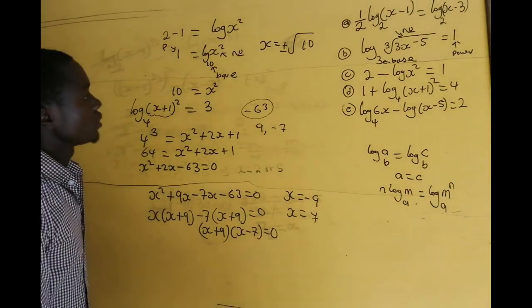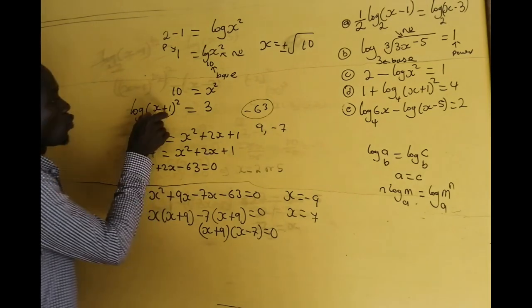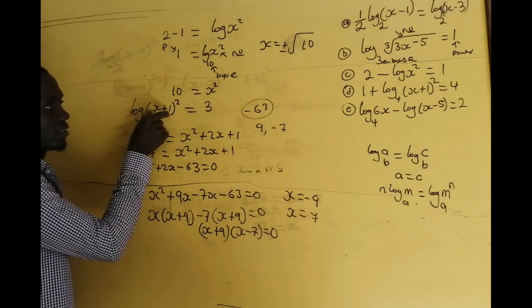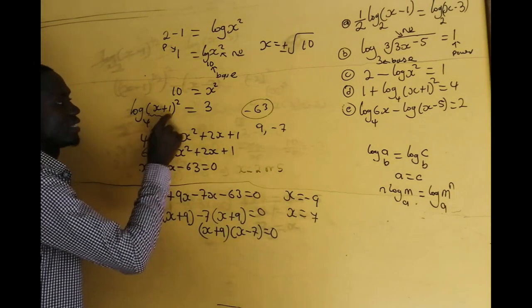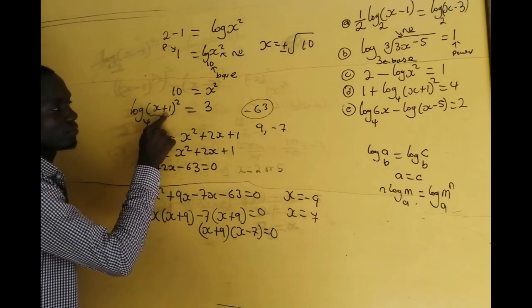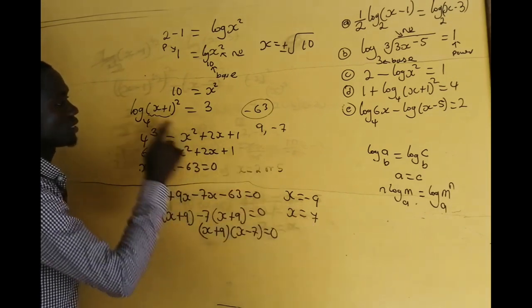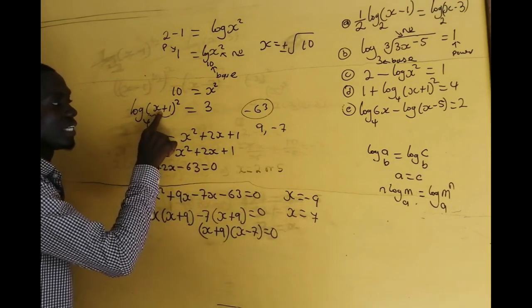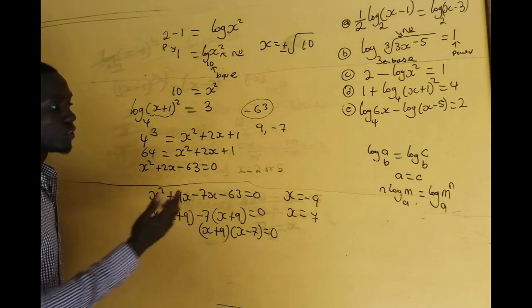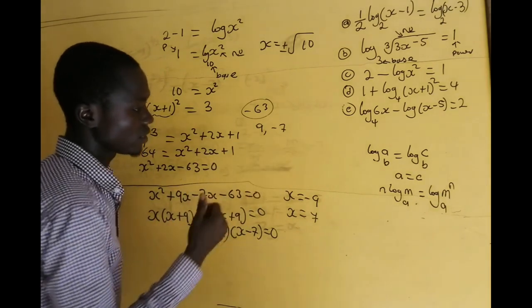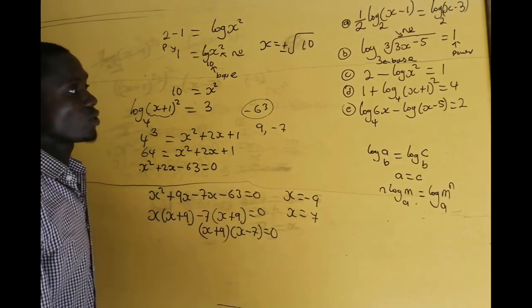Now, here, what we have is squared. So if we put negative 9 here, we are going to get positive 8, and we square it. If we put here 7, we are going to get positive 8, and then we square it, the same thing. So our solution is true. Now let's look at the last one.